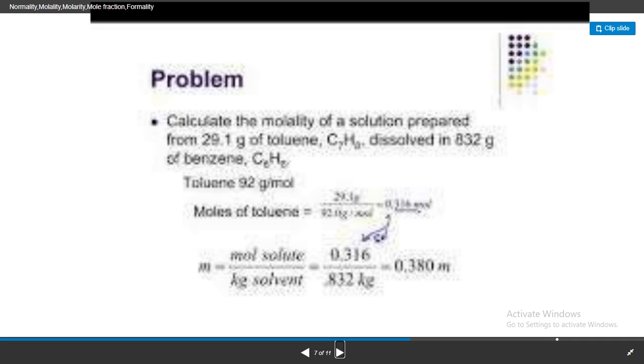So at first we have to calculate the mole of toluene. To calculate it, we divide the 21.1 gram by the atomic mass of toluene, that means 92. We get a number 0.316. So the rest of the calculation is simple. 0.316 divided by 0.832 kg. That means 0.380.